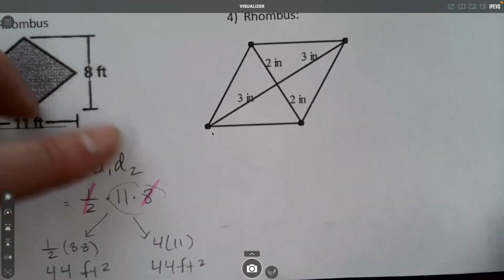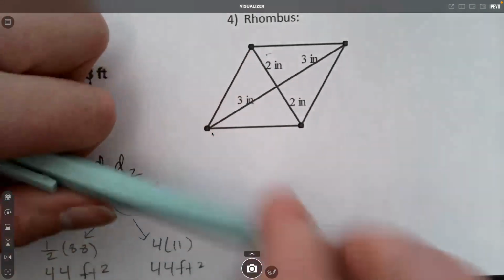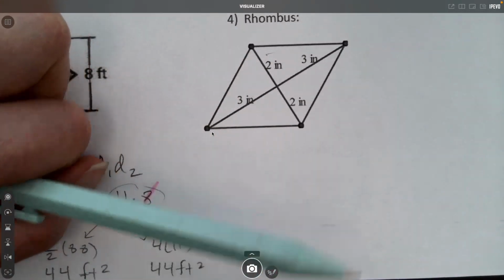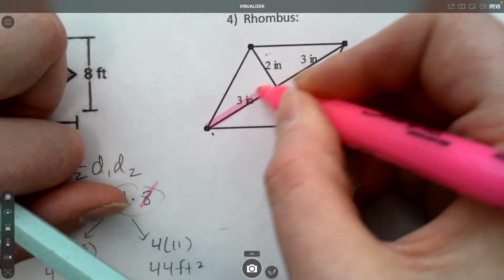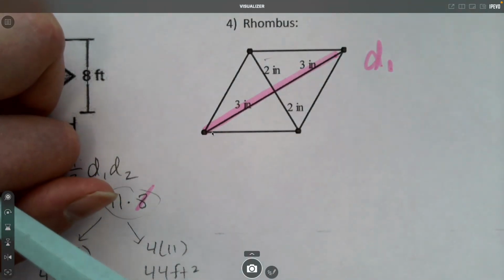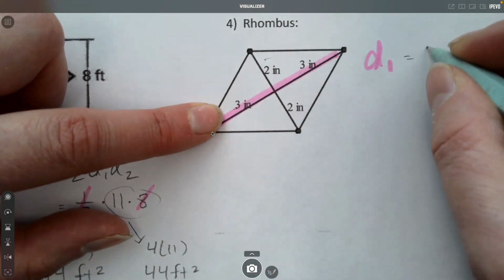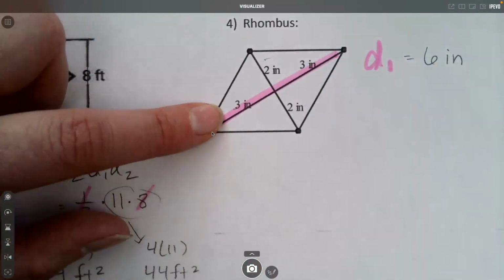So the next one was really confusing to my students in class because of the numbers that were labeled all over. So what we did is we took a pink highlighter and showed, well, this is my D1. And so for D1, I need to go ahead and add to find that whole length. 3 plus 3 is 6. So D1 is going to be 6 inches.